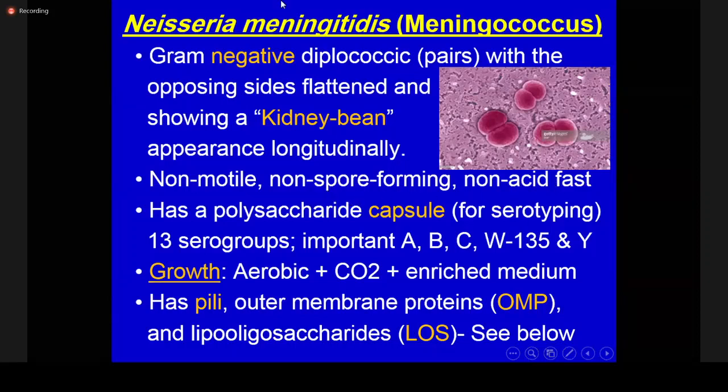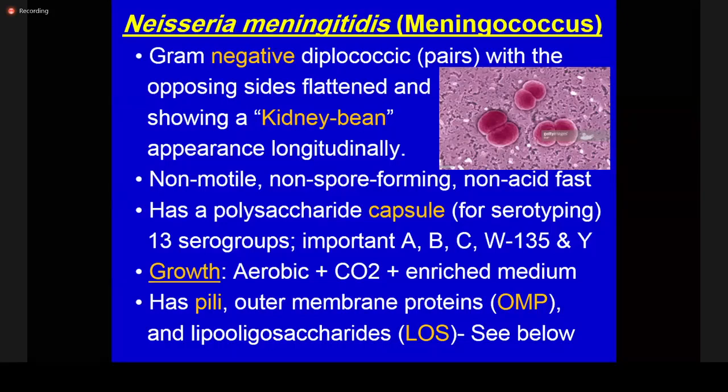and they have a capsule. Neisseria meningitidis is different from Neisseria gonorrhoeae. We will come to Neisseria gonorrhoeae with the urogenital system. Neisseria gonorrhoeae is non-capsulated. Neisseria meningitidis, meningococci, are capsulated. They have a polysaccharide capsule, and we can do serotyping of this capsule. We have 13 serotypes, A, B, C, W, Y, etc. Why are we giving you these serotypes? Because we are going to use some of them for the preparation of vaccines.